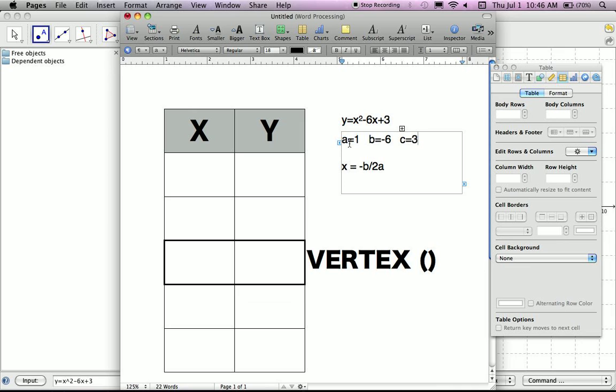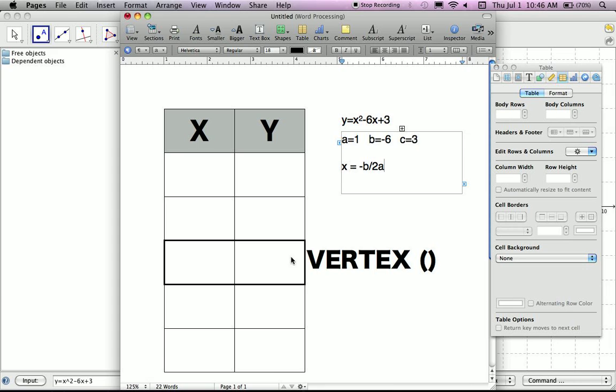Now that we've identified a, b, and c, we can start finding the vertex. Remember, we have to do three things. We have to find the vertex, we have to graph it, and we have to determine whether or not it is a minimum or a maximum. When I'm finding out what the vertex is, I'm going to plug in b and a into this equation to find the x value of the vertex.